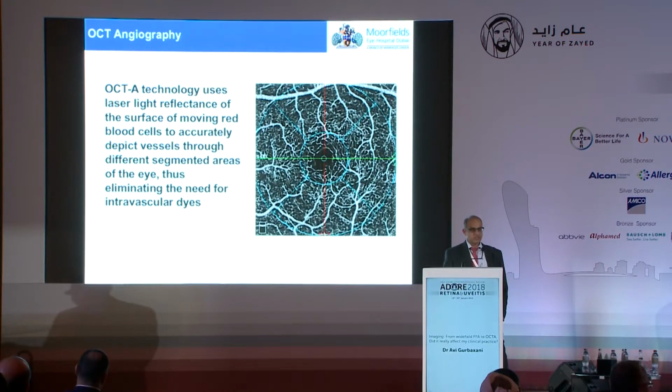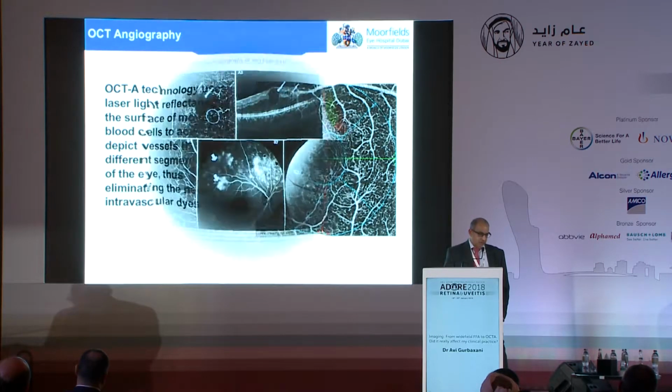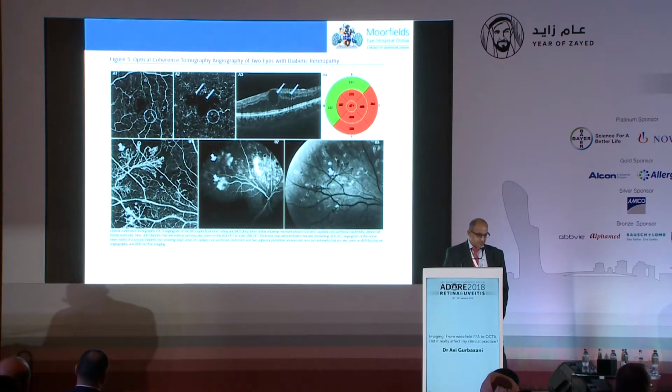So any vascular disease, whether it's diabetes or vein occlusions or uveitis, where the blood flow is affected, will have pathological changes in the OCT angiography. The other big change with OCT angiography is that it can differentiate between the layers, between the superficial and the deep retinal layers. And you can see this patient with the diabetic retinopathy, and very clearly delineated.